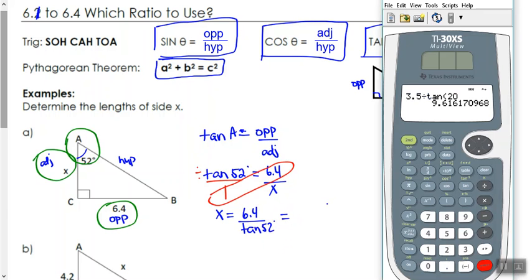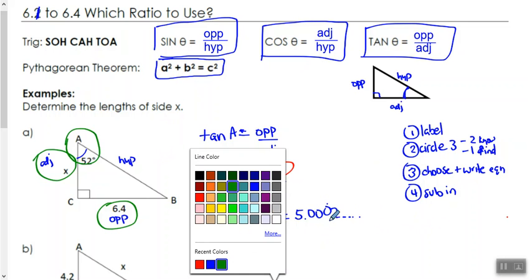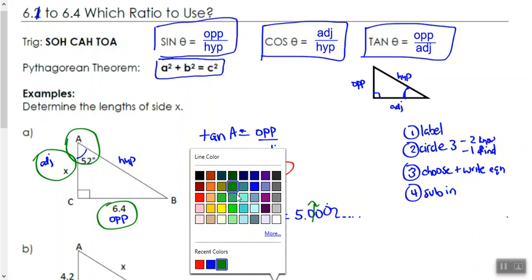Putting that into our calculator. So making sure we are in degrees mode. And 6.4 times 1, which is 6.4, divided by tan of 52. Equals, and we get 5.00022, so on and so forth. Okay, lastly, I didn't say what to round to here in the question, but let's just round to the nearest decimal place for all these answers. So just 5.0. We could even just say 5 here.